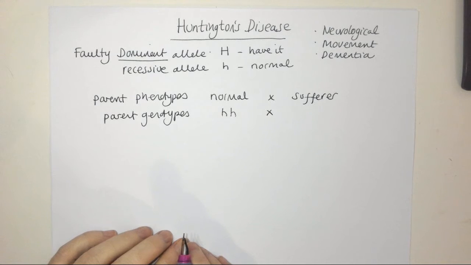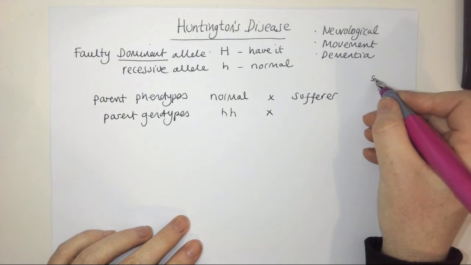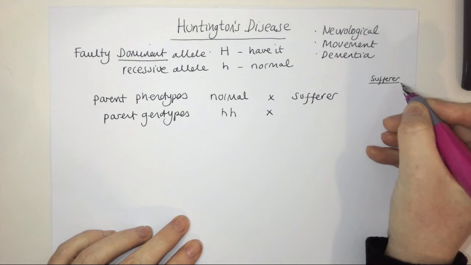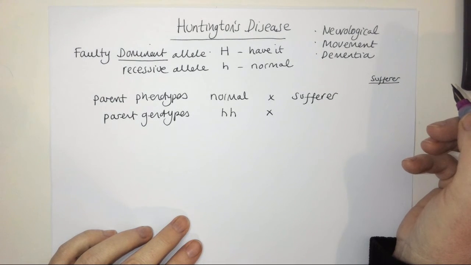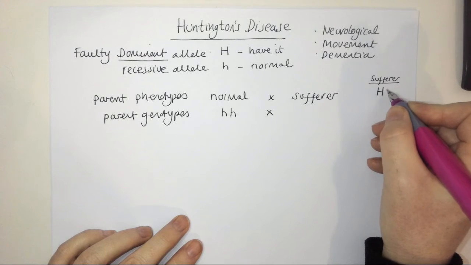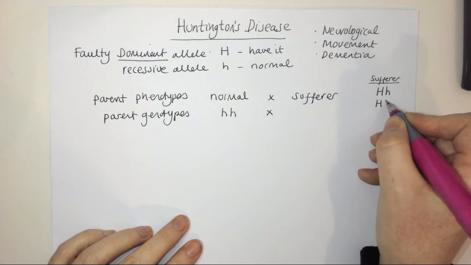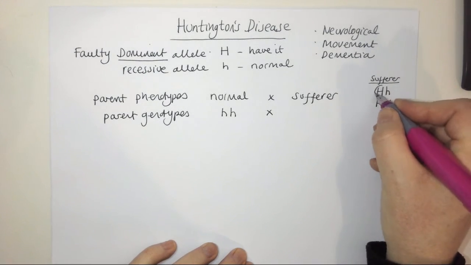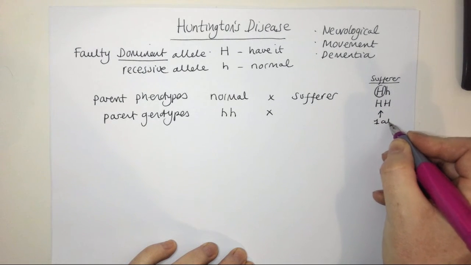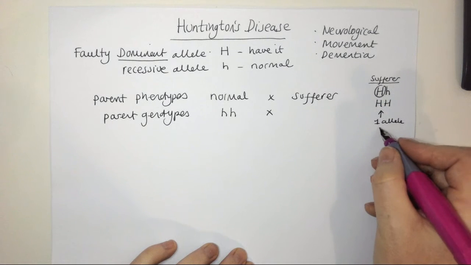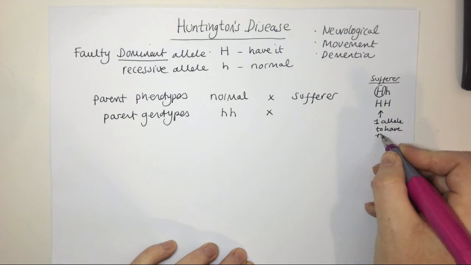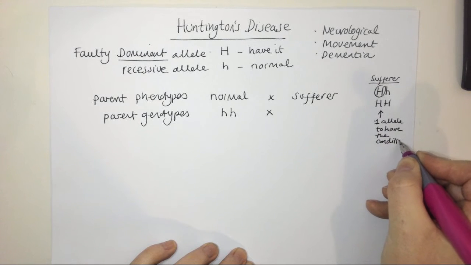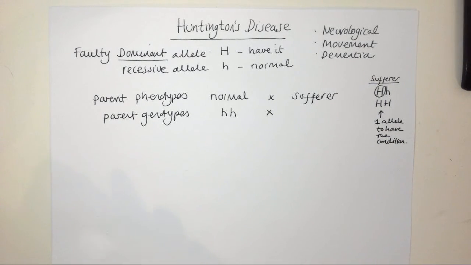Okay, so a sufferer. Potentially, what could the genotypes for a sufferer be? What do you think? We could have a big H and a little h, or we could have two big H's. Either of those would mean that you're a sufferer. This means you only need one allele in order to have the condition. That is different to cystic fibrosis, which is caused by the recessive allele, where you have to have two of the faulty alleles to have the condition.